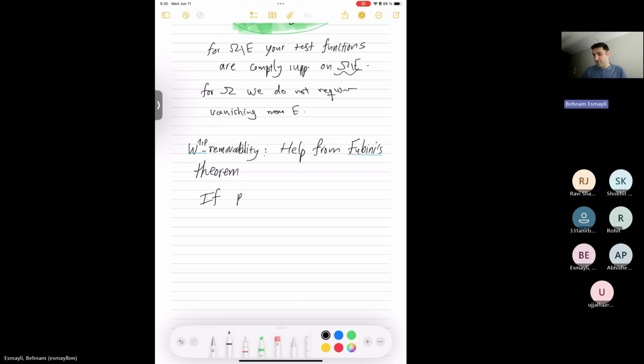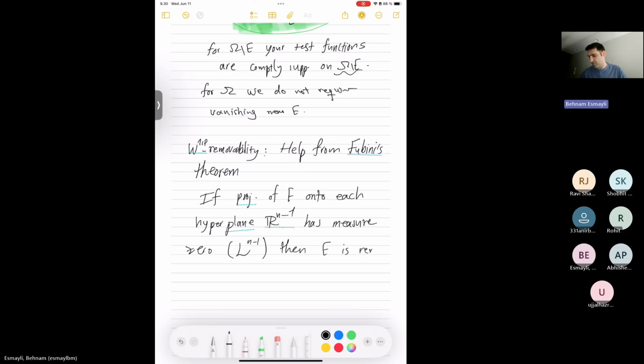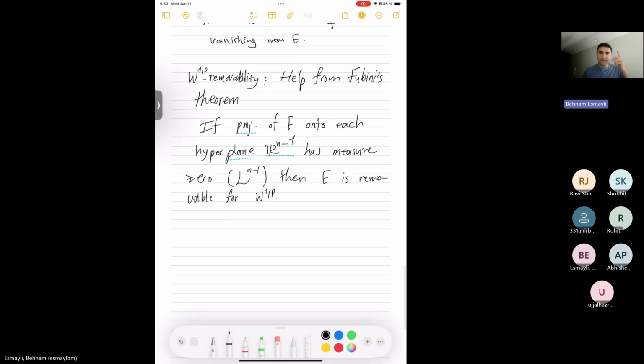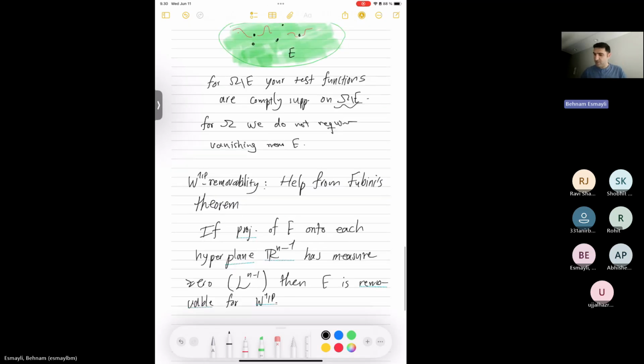If the projection of E onto each hyperplane of one codimension has Lebesgue measure 0, that is, the Lebesgue measure n-1, then E is removable for W1P. Okay, and this is believable because let's go to this picture here.